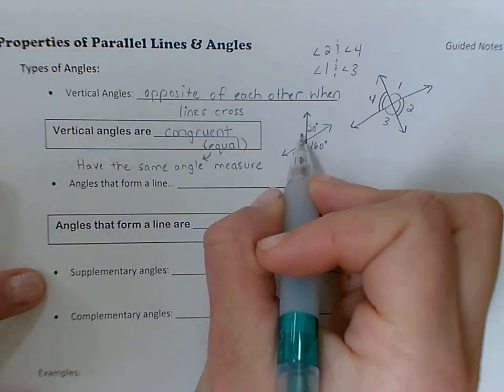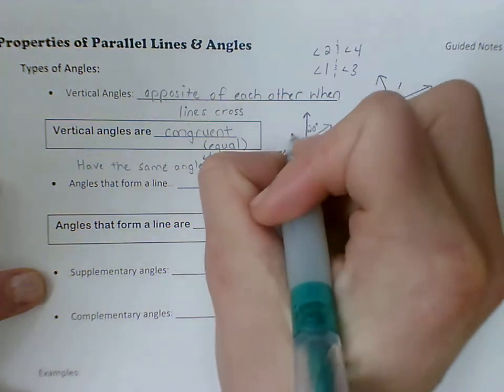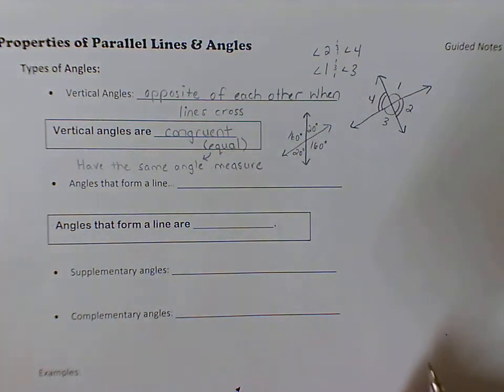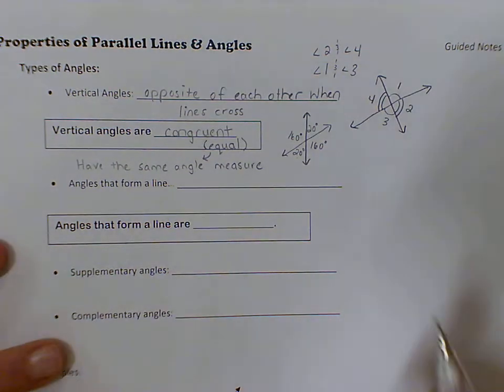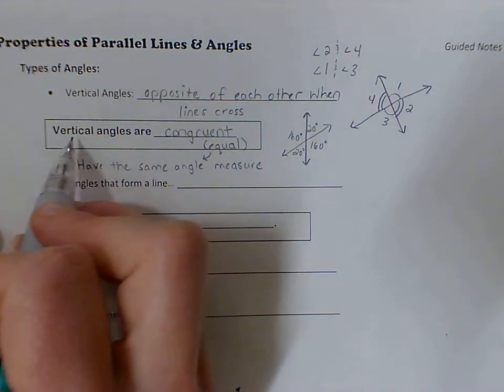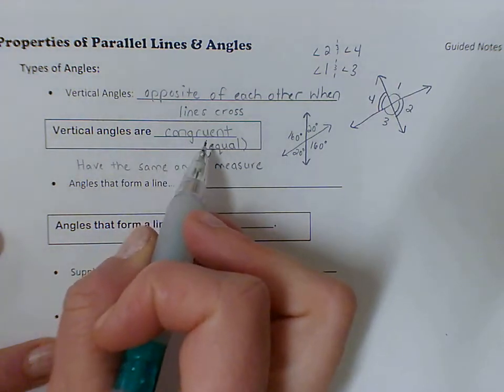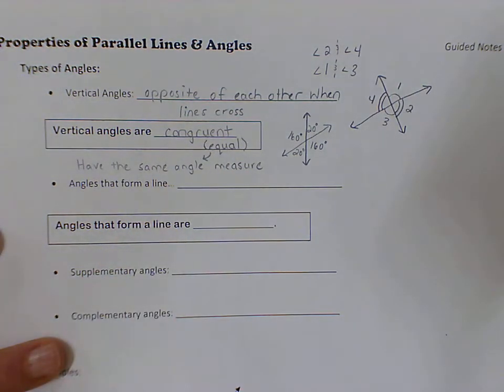Well, then the angle opposite of it, which would be this one over here, would also be 160 degrees, okay? So that's something that's very helpful. So just one thing to remember is vertical angles, the angles that are opposite each other, have congruent measures, okay? So the angle measures would be equal, okay?